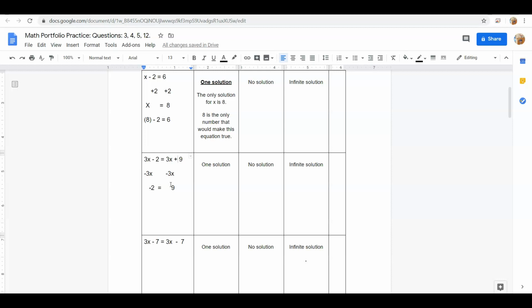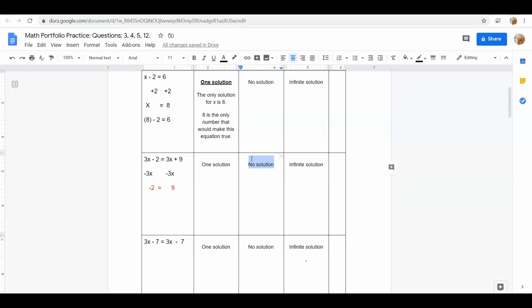So, I'm going to ask you this question. Does negative 2 equal 9? Meaning, if you had negative $2 in your bank account and I have $9, do we have the same amount of money? We don't. So when you get something like this where it just doesn't make sense, you're going to say, no, that doesn't make sense, Mr. C. When you see something like that, that's a clear indication that it's no solution.